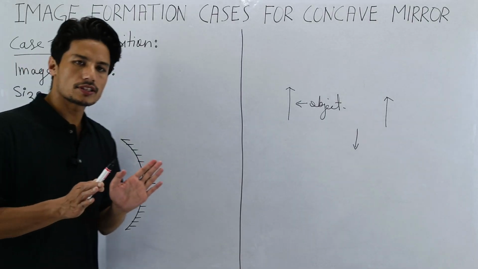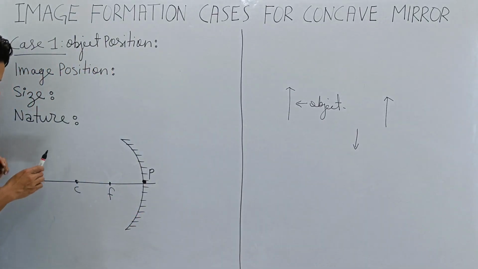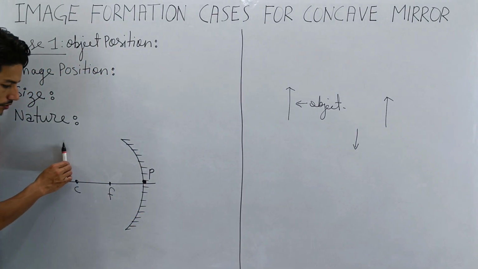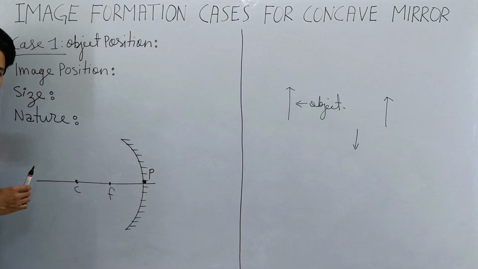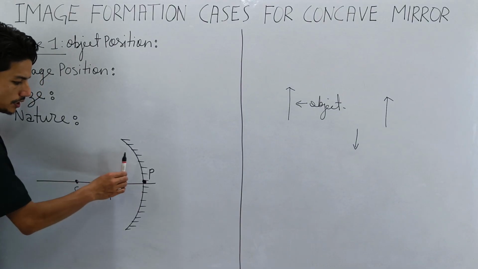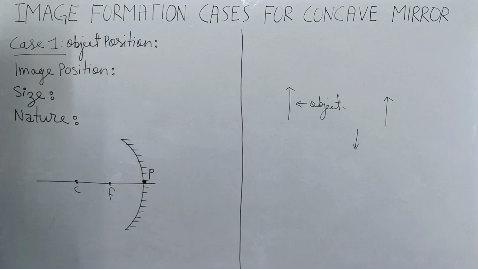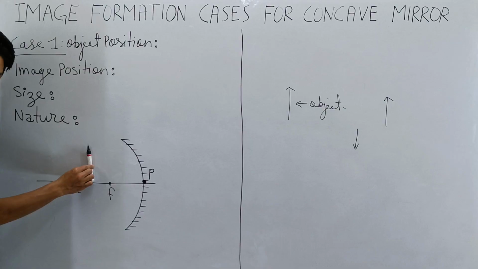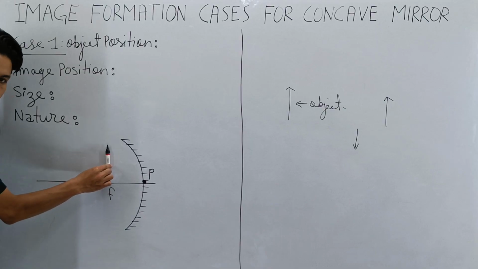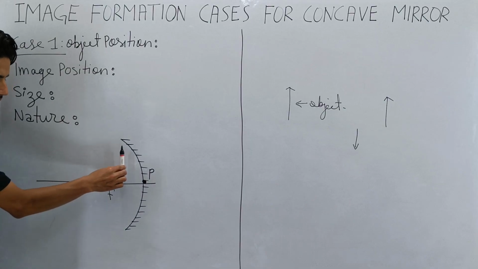In simple terms, try to understand this, my dear students: the object is trying to get closer to the pole of the mirror. I repeat, the object is trying to get closer to the pole of the mirror. So in case 1, the object is nowhere to be seen. In case 2, finally the object reveals itself, which is behind C. In case 3, at C. In case 4, between C and F. In case 5, at F. And finally in case 6, between F and P.